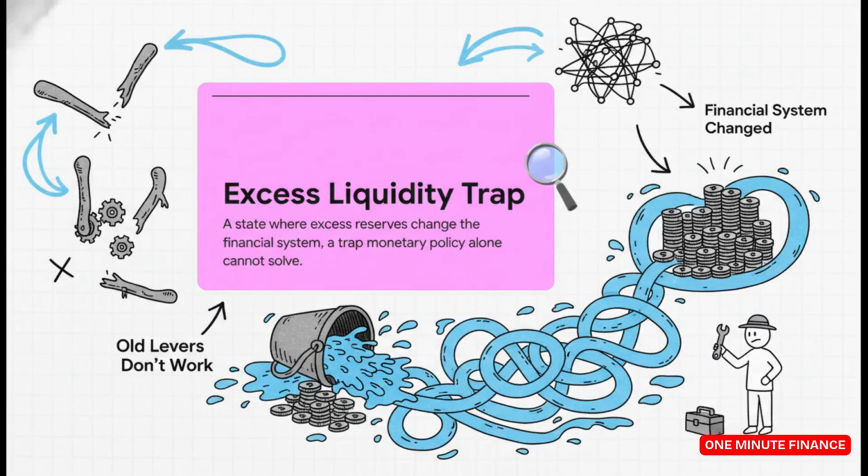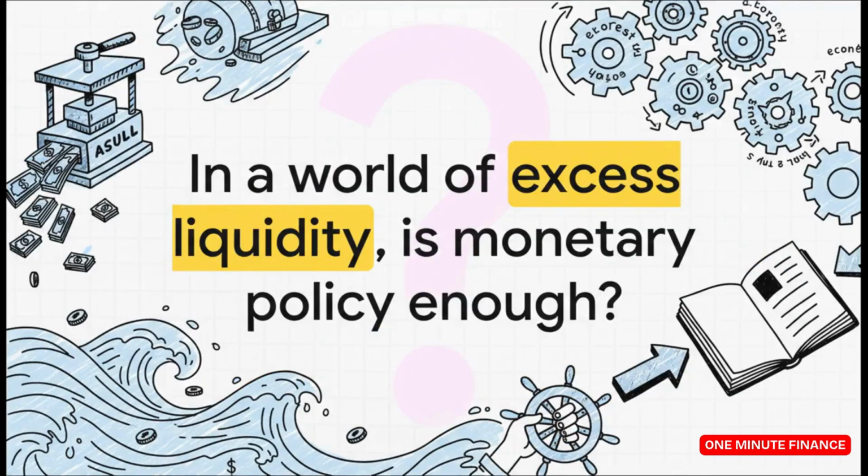Researchers at the Dutch Central Bank actually have a name for this: the excess liquidity trap. In this state, there's just so much liquidity sloshing around that the old policy levers don't really work the same way anymore. The financial system itself has changed, creating a trap that these researchers argue cannot be solved by monetary policy alone. And this leaves us with the final and most critical question for today's policymakers.